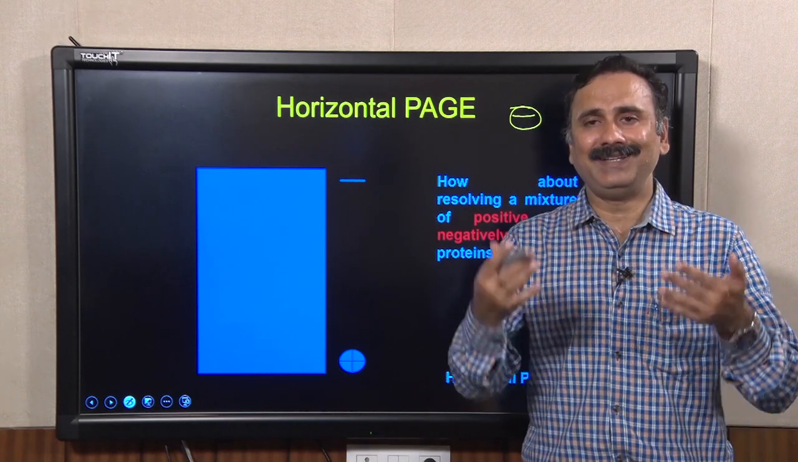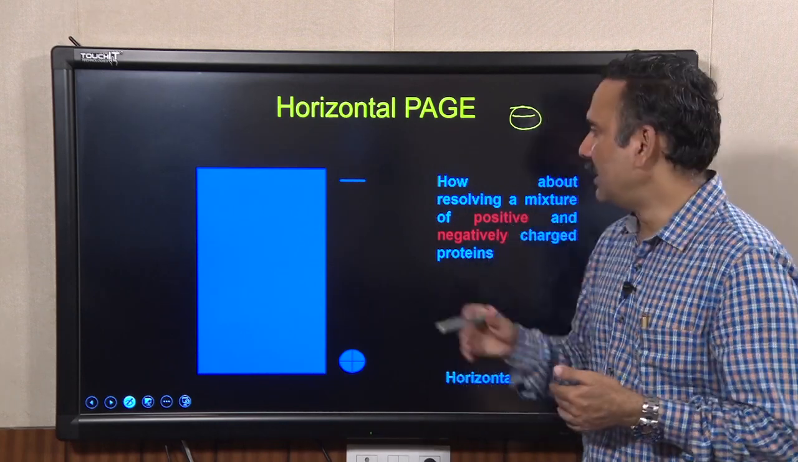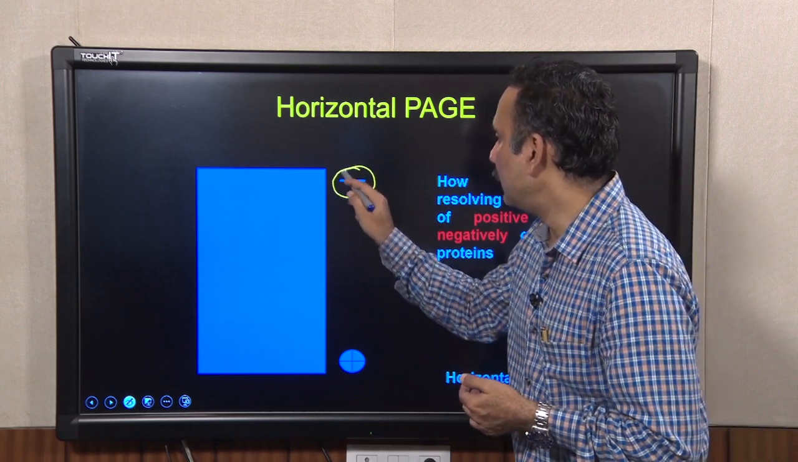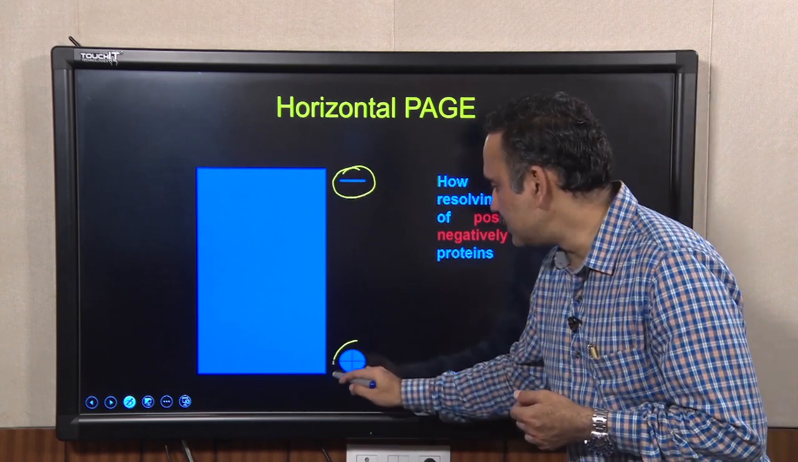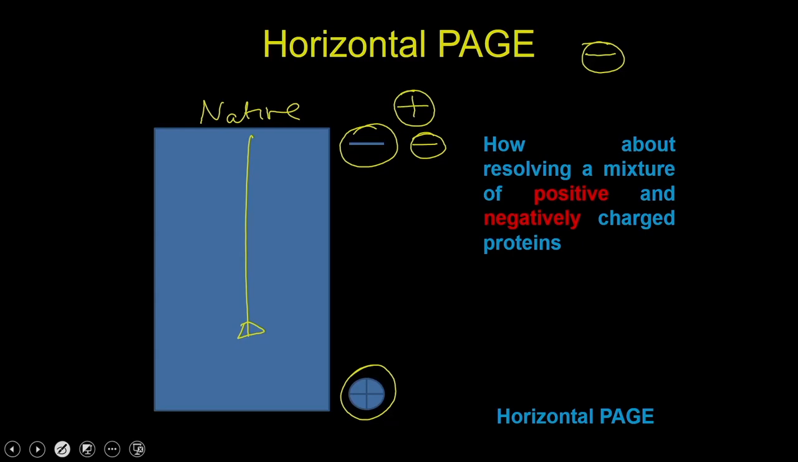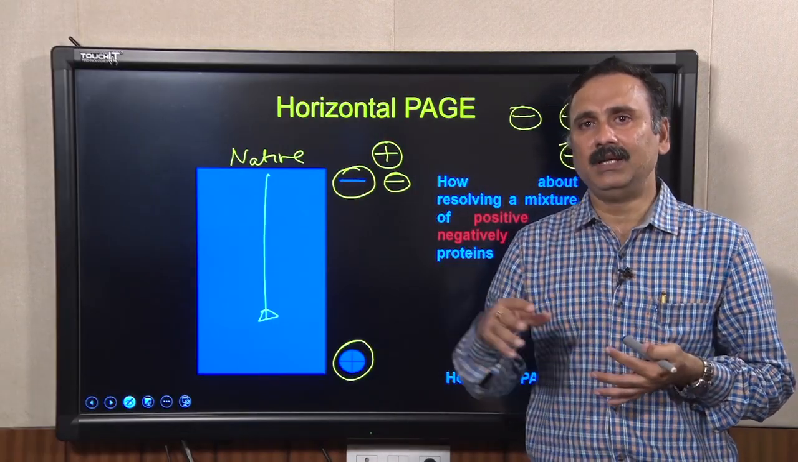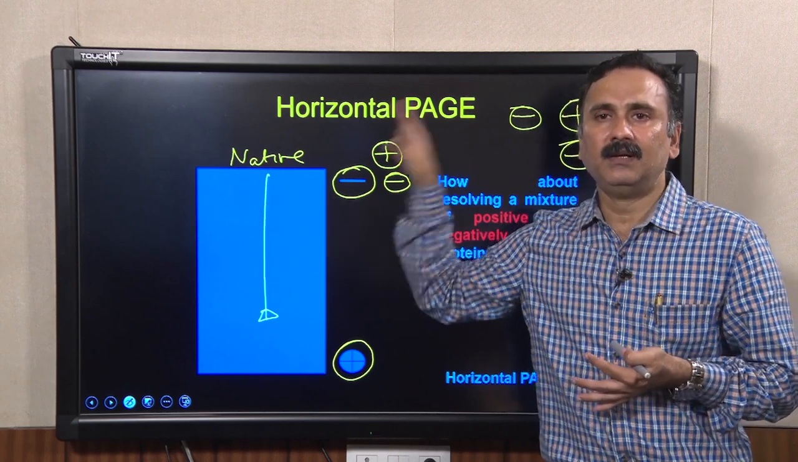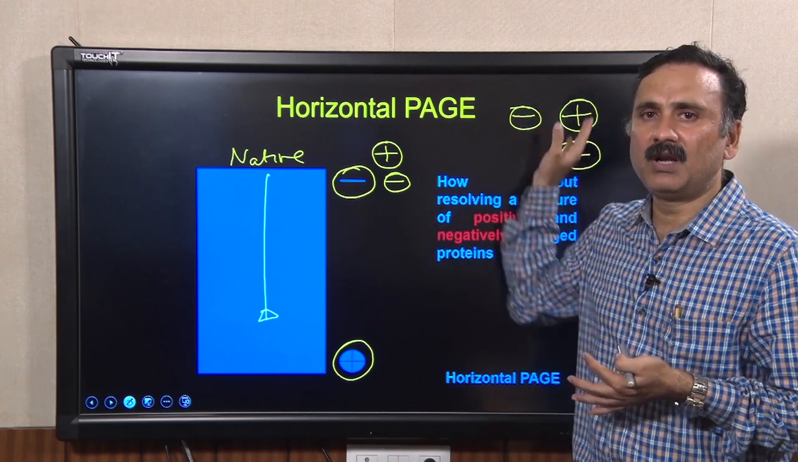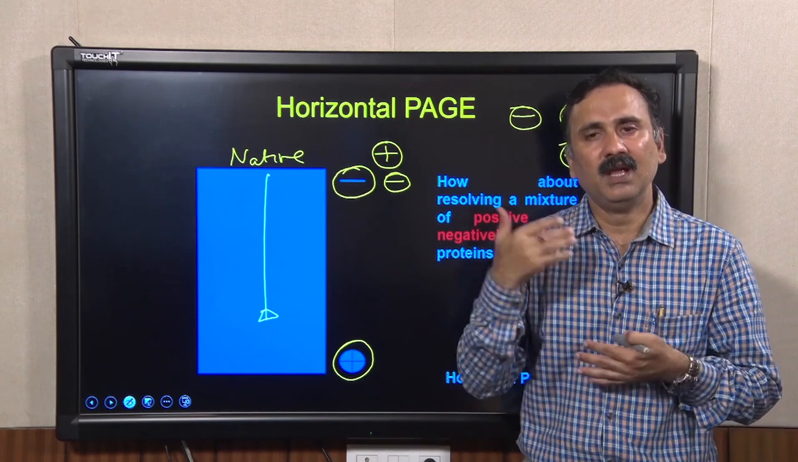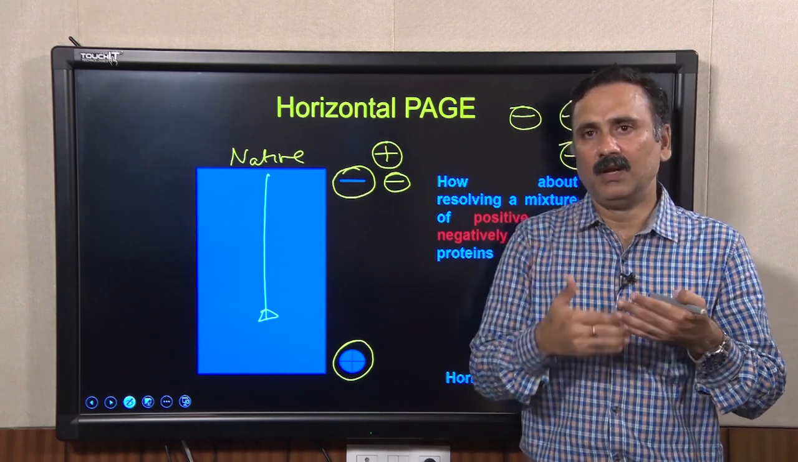But you know that the electrophoresis apparatus has a negative electrode at the top and the positive electrode at the bottom. But what will be the condition if you have a mixture with positively charged as well as negatively charged proteins? In that kind of complex mixture, you will not be able to utilize the native PAGE, because either the positively charged protein will run or the negatively charged protein runs, irrespective of the other.